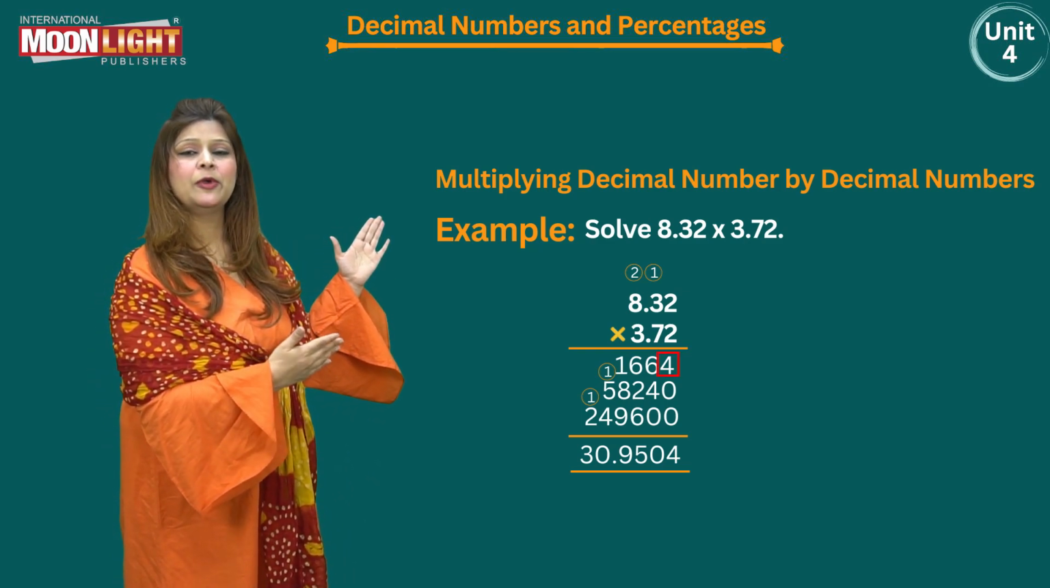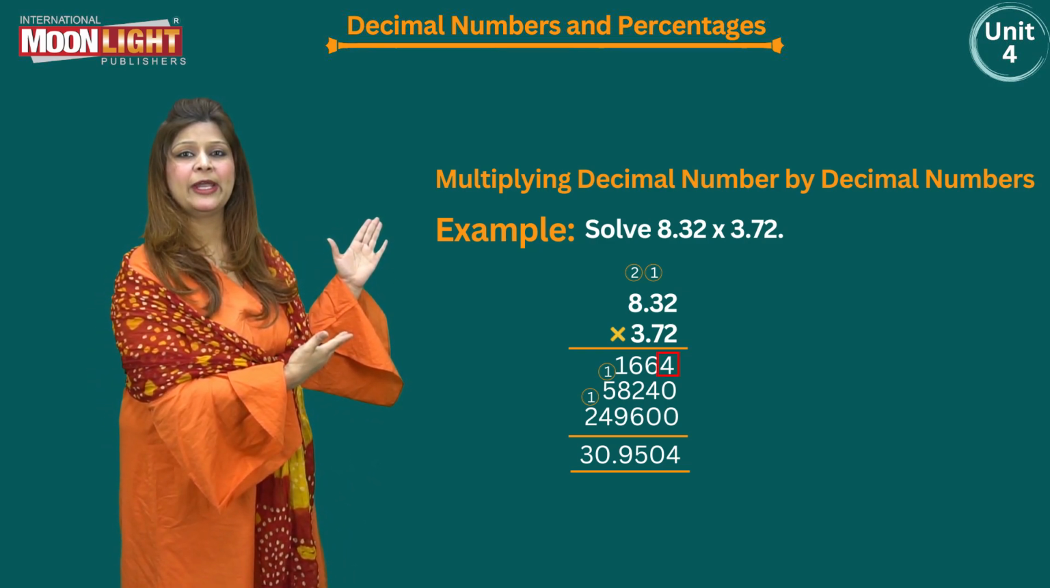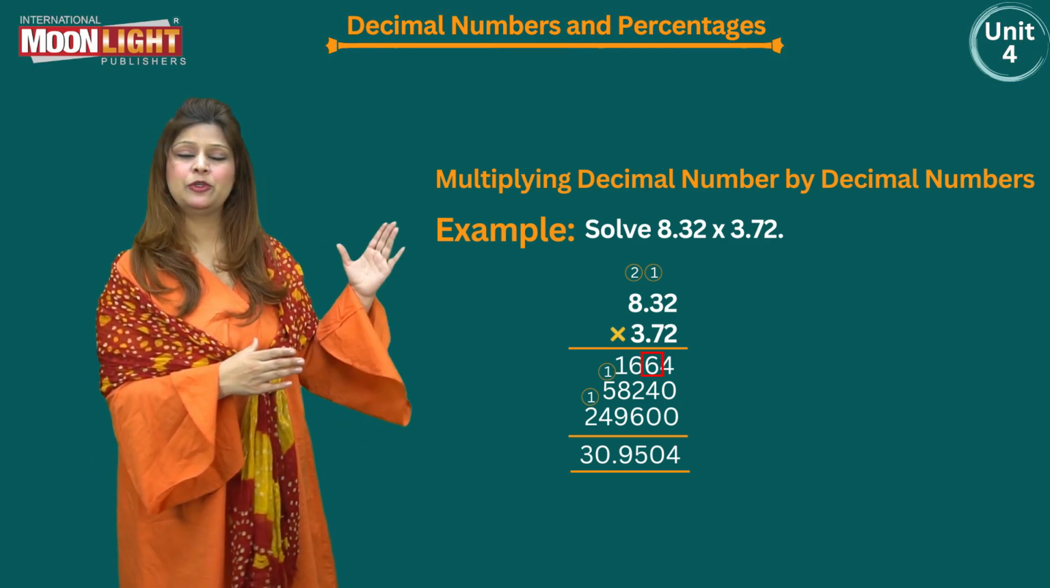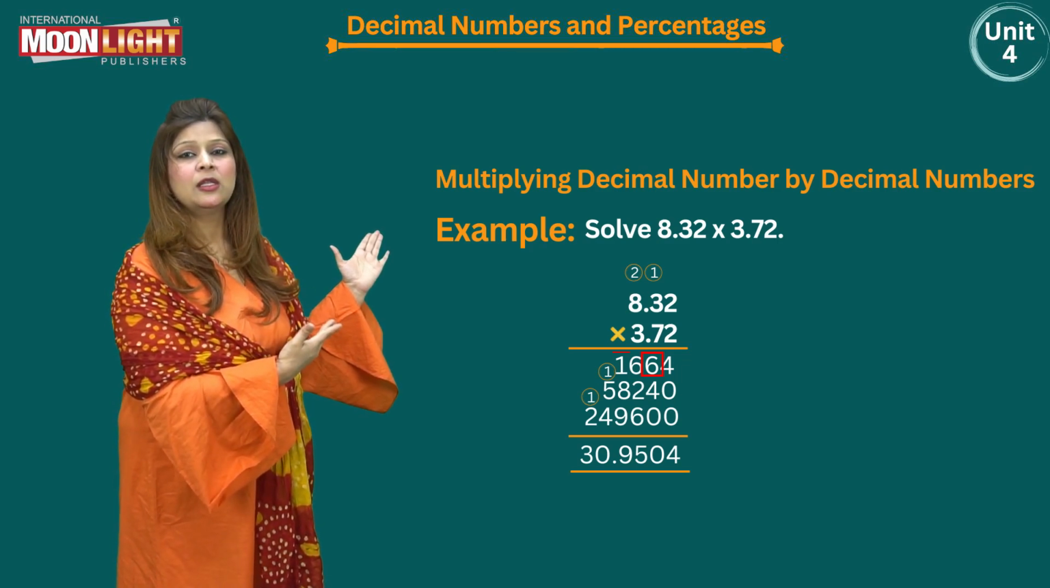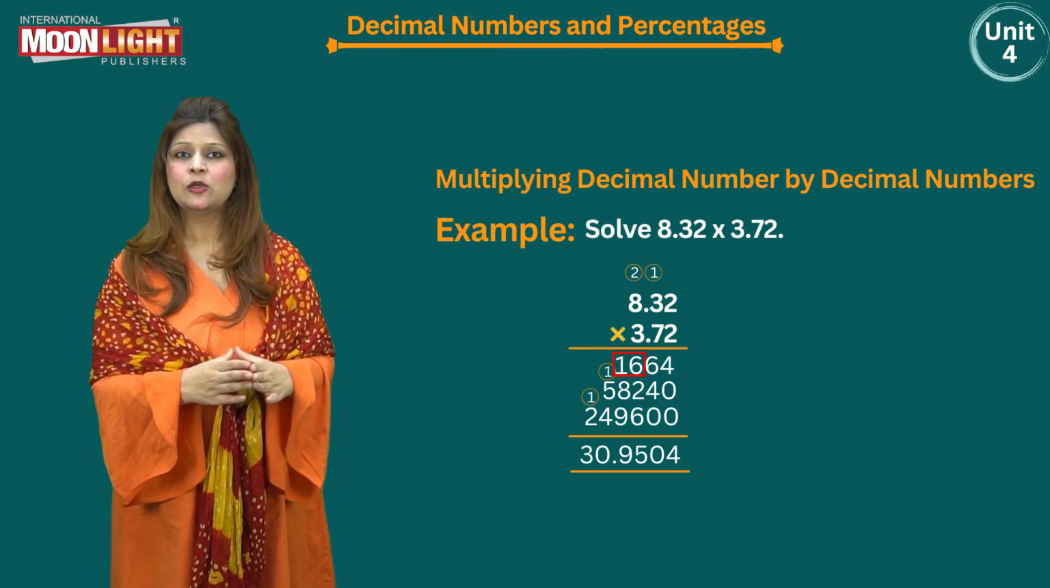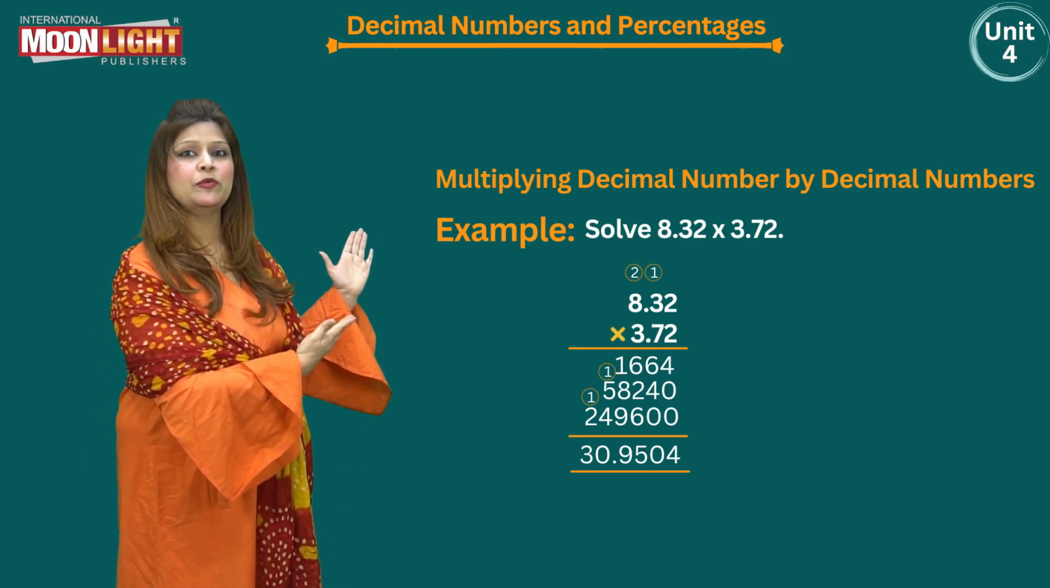That will be 2 2s are 4. So I'm going to write down the number 4 over here. Now 2 3s are 6. I'm going to write the number 6 over here. Now my dear students, 2 8s are, yes, 16. So I will write the complete number 16 over here.